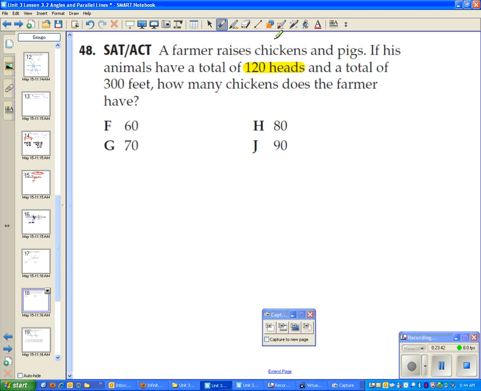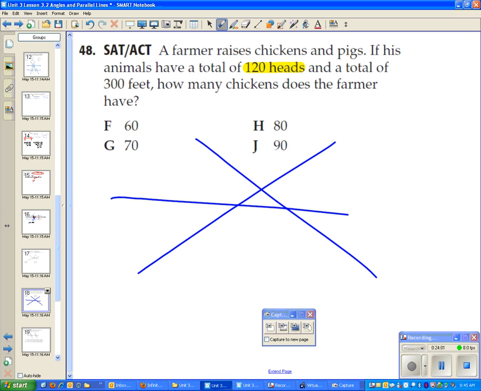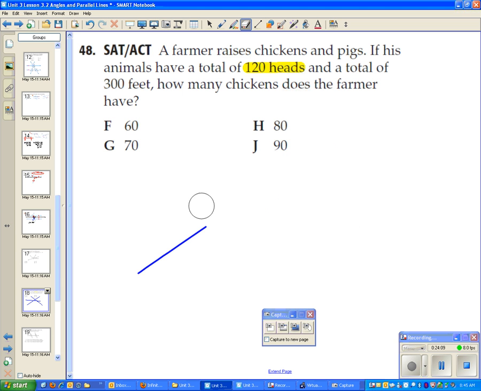I can do X and Y, but here's a problem with X and Y. Well, if I have an X and a Y, don't I have kind of a sliding scale? The graph's going to look like that, or that, or that. And there's an infinite number of solutions for that. Well, I do know there's 120 of them, though. How many feet does a chicken have? How many feet does a pig have?